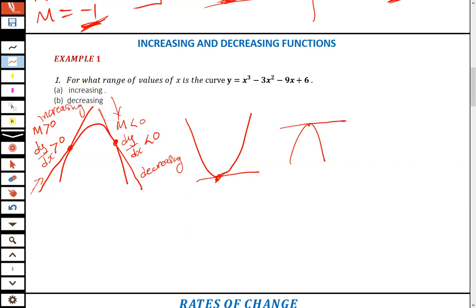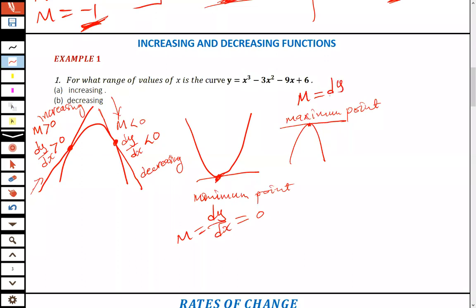When it is down there, it is a minimum. When it is up there, we call it a maximum point. So this is a maximum point, and this one is a minimum point. At these two points, the gradient, which is the same as dy dx, is equal to 0. The same applies to this point here: dy dx is also equal to 0.